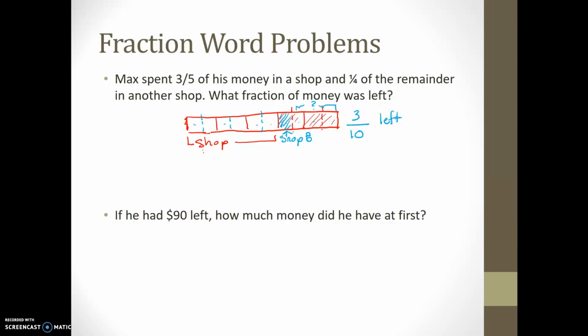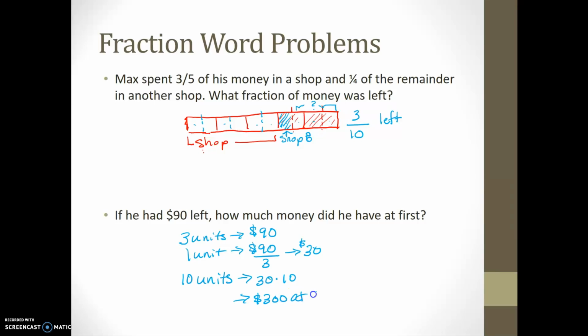My second question says, if he had $90 left, how much money did he have at first? Okay, well, now I can assign those 3 units that $90, and then solve for 1 unit. Which is going to equal $30. And then solve for 10 units, because I have 10 total units up there now. Which equals $300 at first.